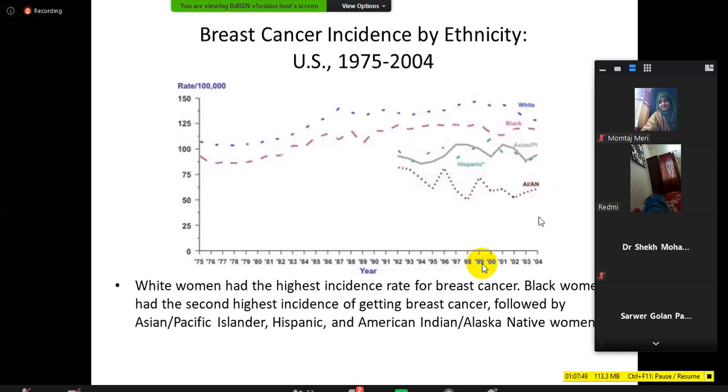So in this slide you can see the incidence rate of breast cancer. If you just go through the figure, we can see the white women are getting maximum breast cancer, and Native Americans are getting less. If you just compare between the white and black, interestingly we can see the white are getting more breast cancer than the black, right? White women had the highest incidence rate of breast cancer. Black women had the second highest incidence.